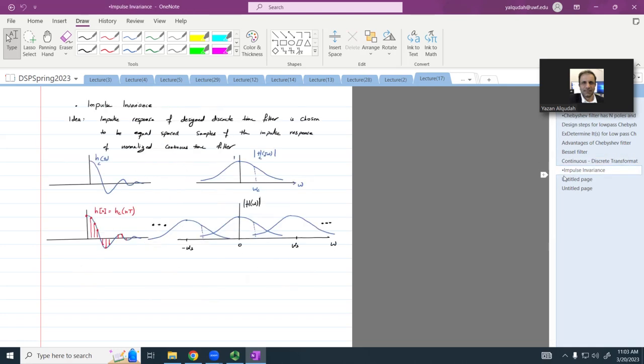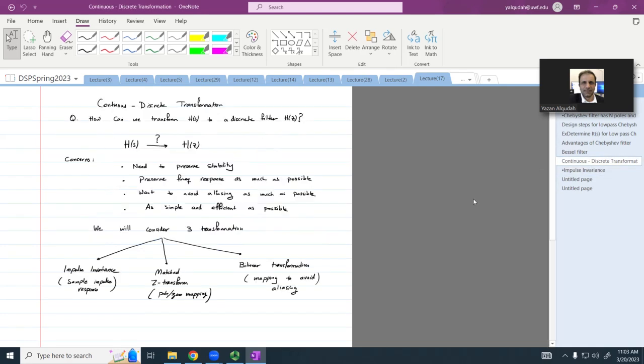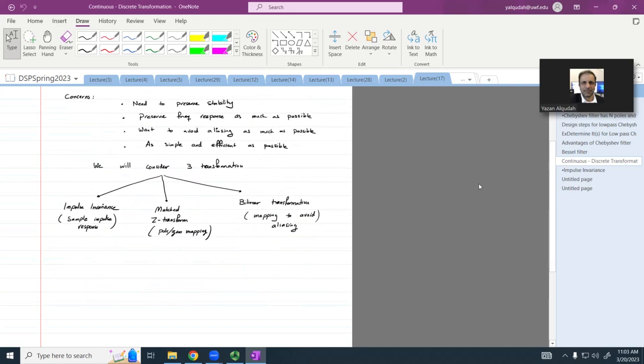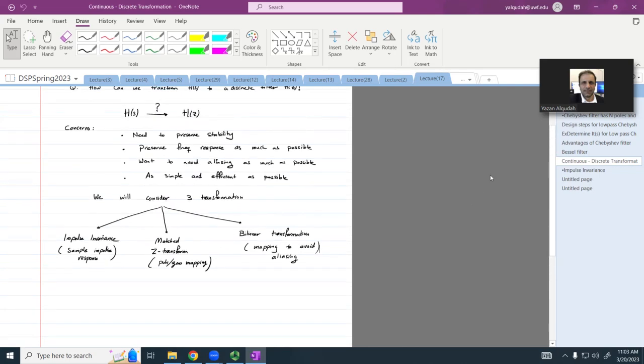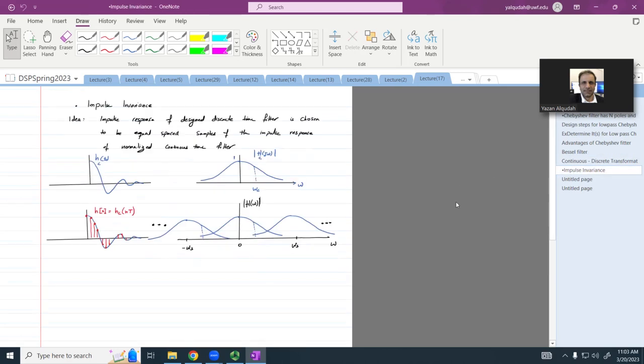And then also we said that in doing so, we're going to make sure that we preserve stability, we preserve the frequency response as much as possible, we want to avoid aliasing, and we want the transformation to be as simple as possible. And we started looking at the first method of transforming an analog filter into a digital filter, and that is the impulse invariance.